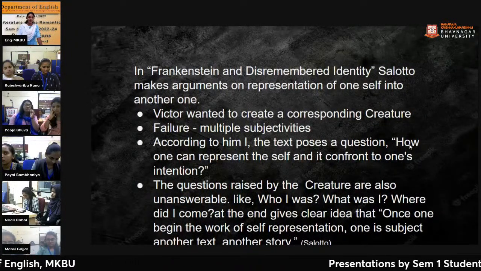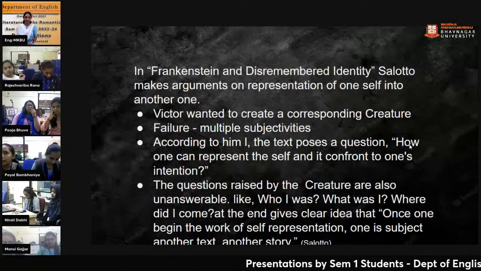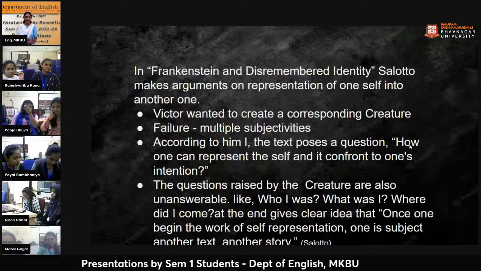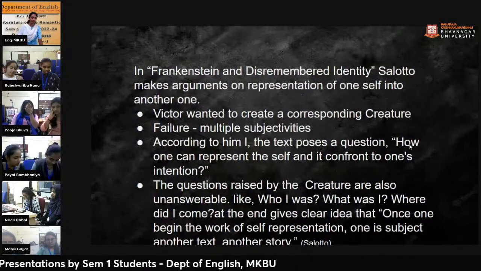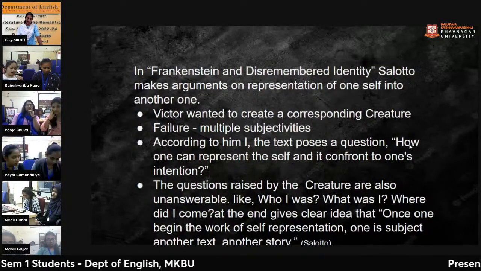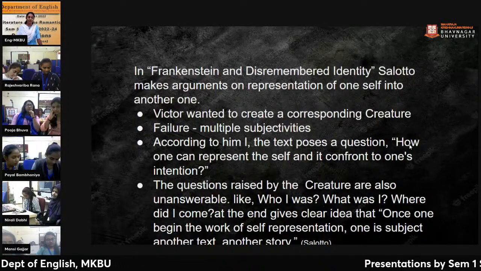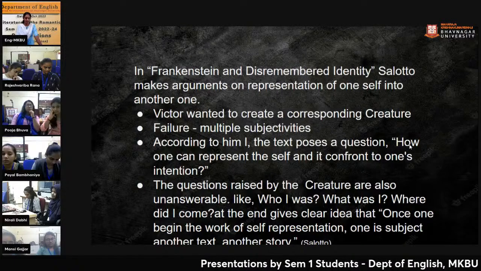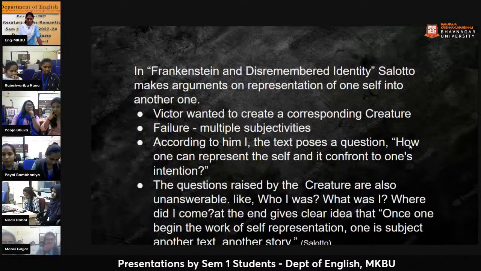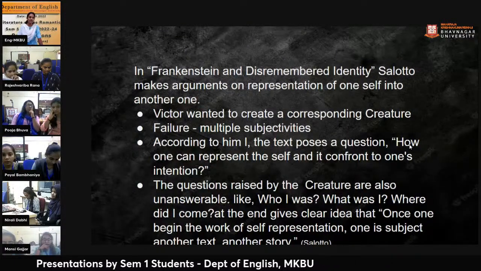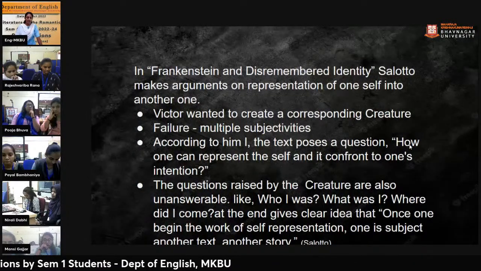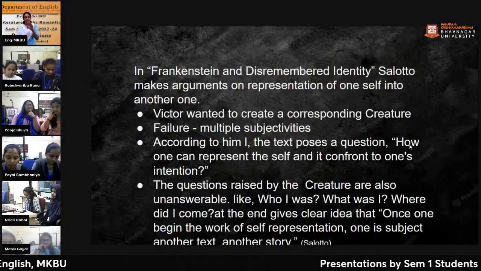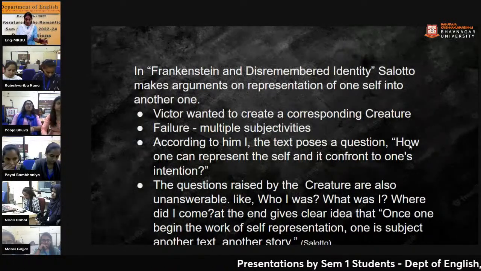So when someone tends to create something, he just wants his own reflection, but it is not possible every time. Victor wants his own reflection, but while doing so, he failed completely, as it was out of his imagination. And this question raised by the monster is also unanswerable, because he is the only one who differs from human society.